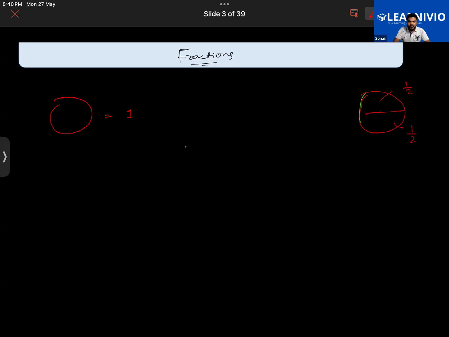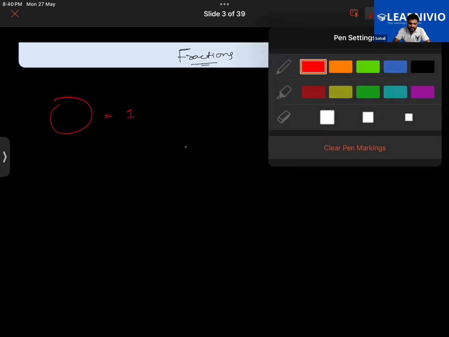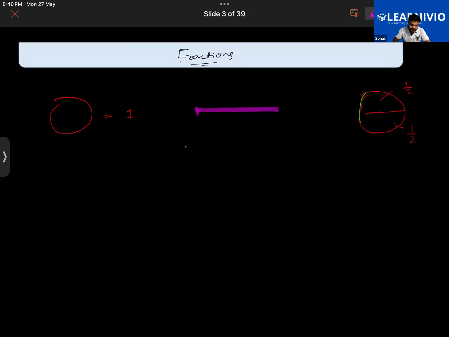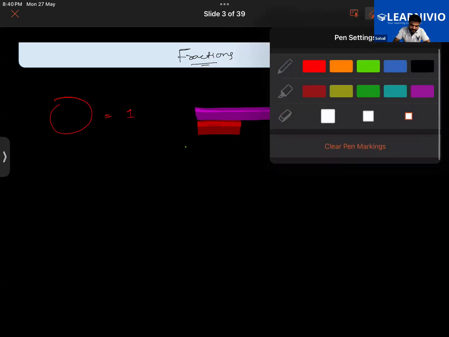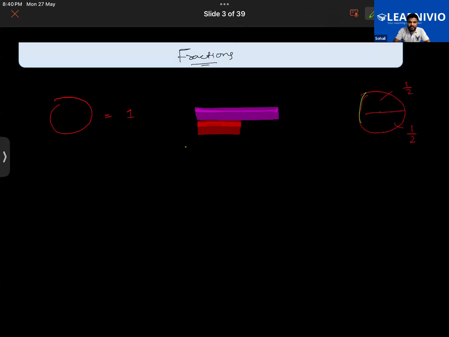Or say, for example, if I were to say that this is a purple color and this over here is a red color. Now, look at the size of the purple color and the red color which I have drawn over here, and I ask you to find the half of purple.